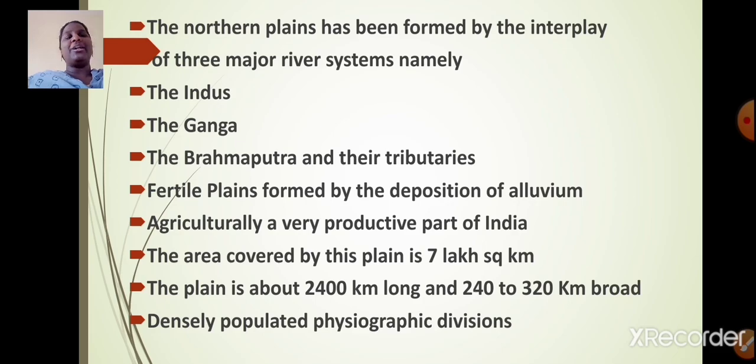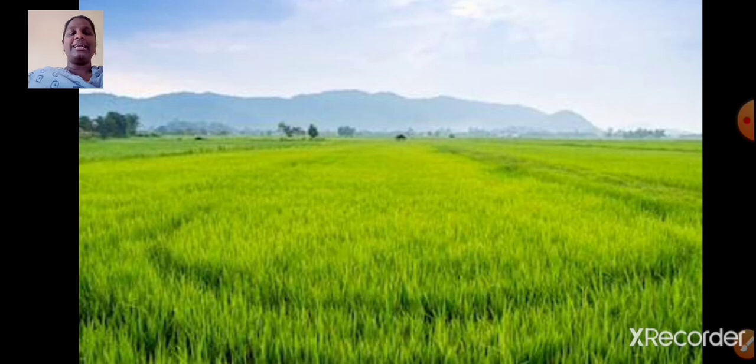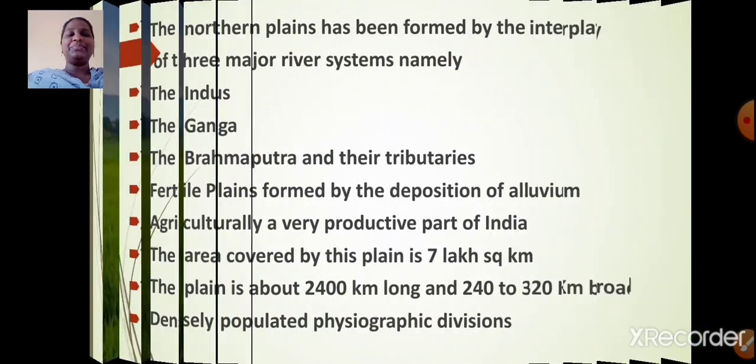Agriculturally a very productive part of India. Students, do you know why is the Northern Plains agriculturally a very productive part of India? Yes, because of the rich soil cover combined with adequate water and favorable climate. It is agriculturally a very productive part of India. I hope you will remember this.